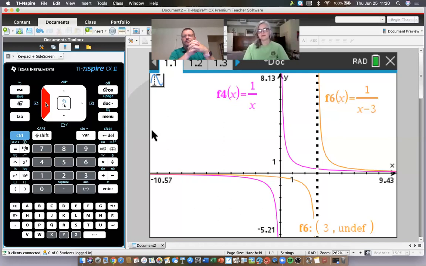Yeah, okay. So basically we're doing that same stuff we did with functions before. We're translating or shifting the graph. We shifted it right. And Ms. Young likes to say shifts happen.